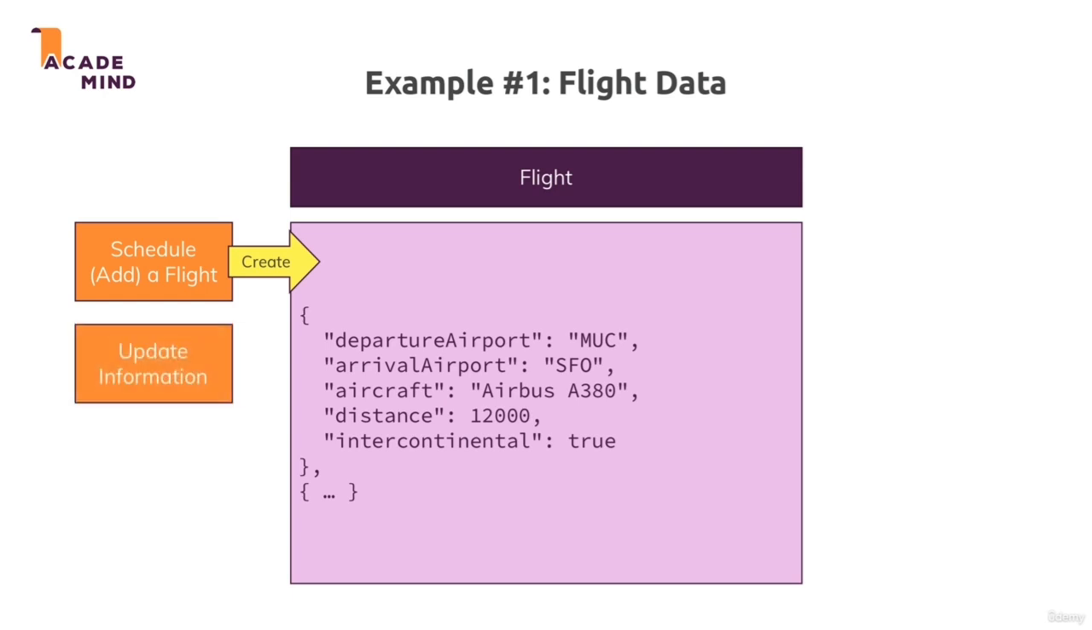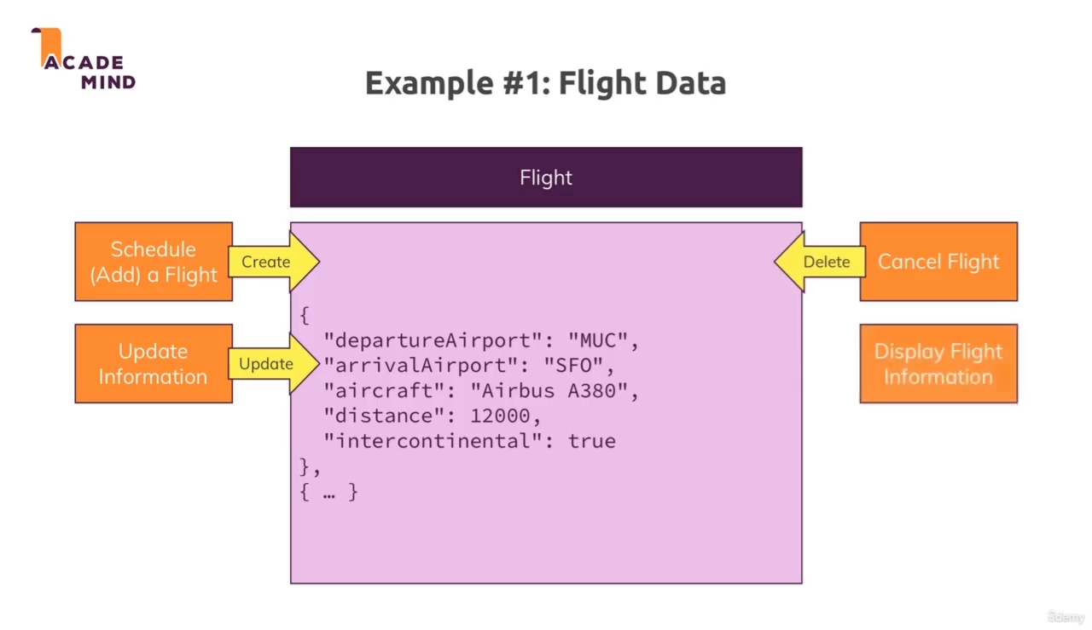They can change information about this flight, so they can update information, for example, if the aircraft changed. They can cancel the flight, let's say, so they can delete it. And they can also display flight information on their own website and in the mobile apps for their passengers. And therefore, they need to be able, or you need to be able, to read the data from that collection. This is our little example here, using the data we already set up. So let's get started and play around with these CRUD operations and our data.